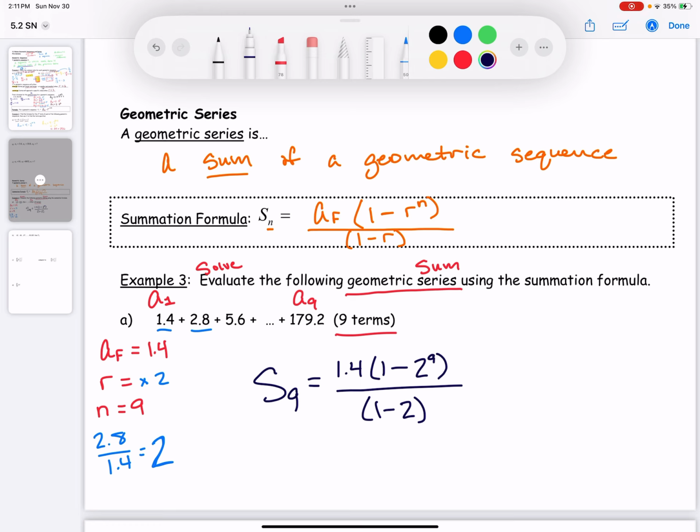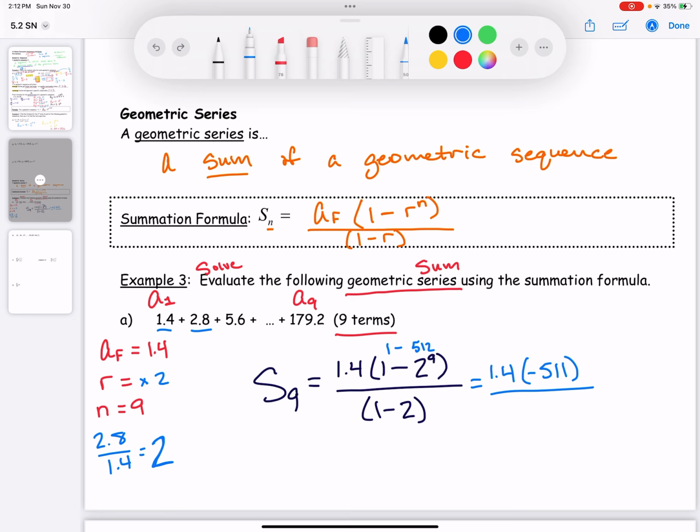So 2 to the 9th power is 512. 1 minus 512 equals negative 511. 1 minus 2 is negative 1.